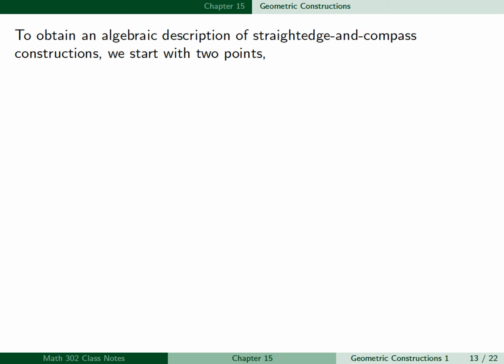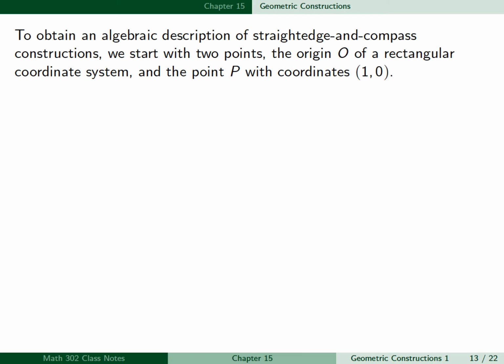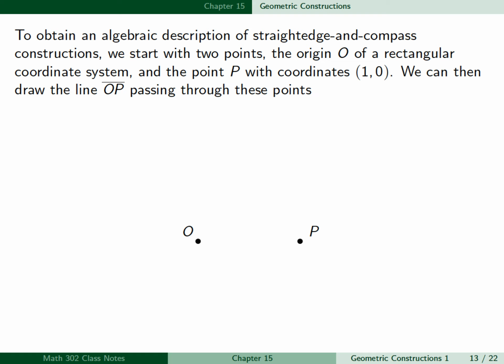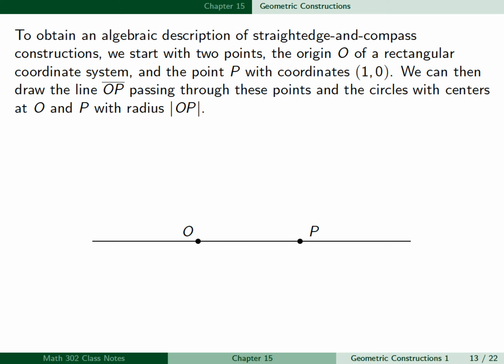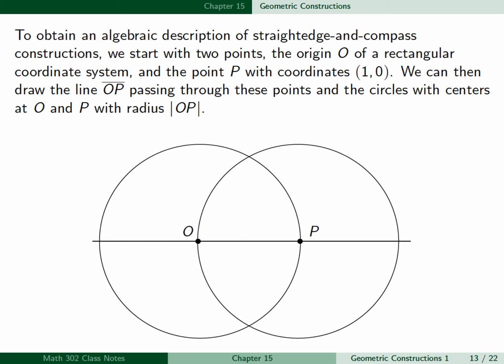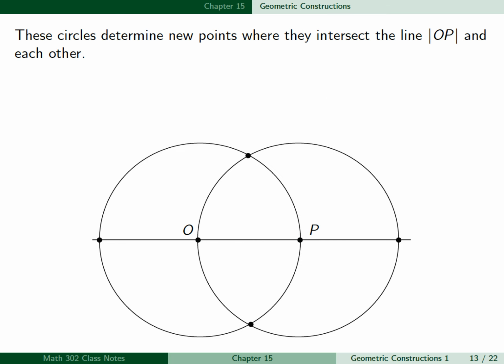To obtain an algebraic description of straight edge and compass constructions, we start with 2 points, the origin O of a rectangular coordinate system, and the point P with coordinates 1, 0. We can then draw the line OP passing through these 2 points, and the circles with centers at O and P with radius OP. These circles determine new points where they intersect the line OP and each other.